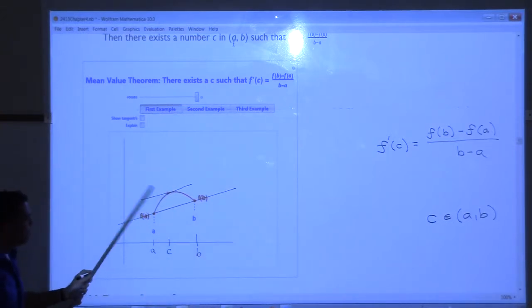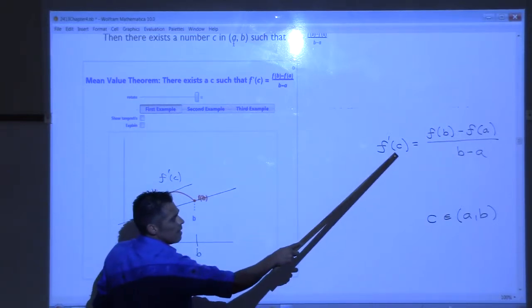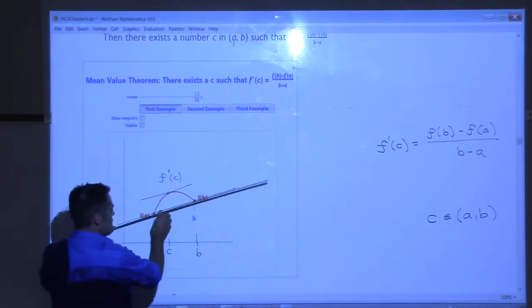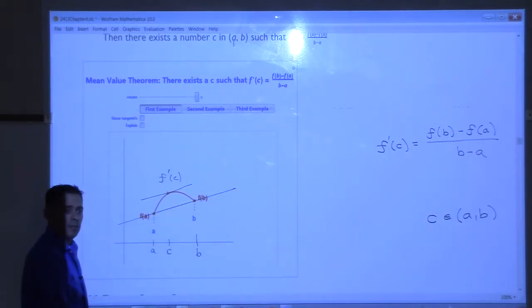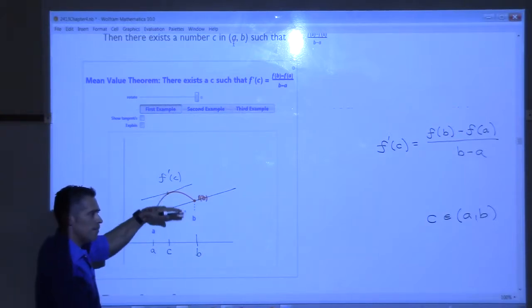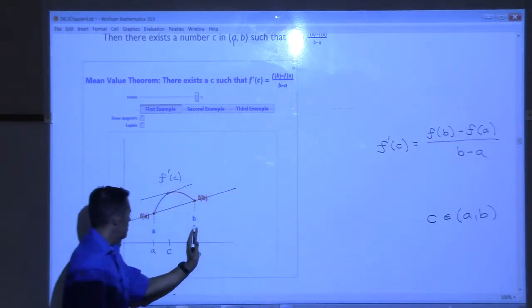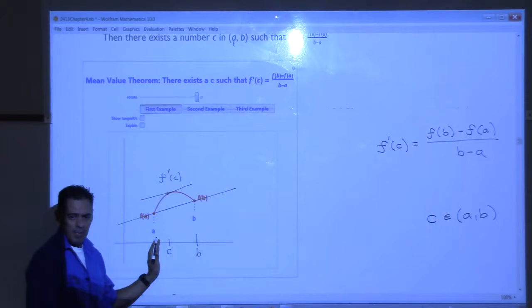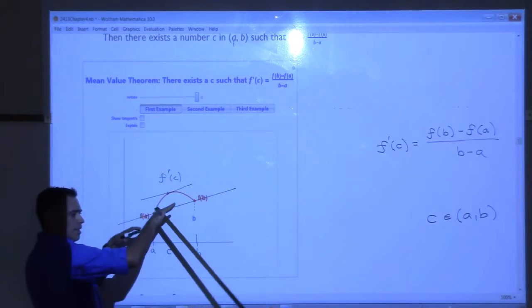Okay, so the slope of the tangent line, the derivative at this point C, has to be equal to the slope of this line. So what's the slope of this line? Rise over run, right? The rise is the difference of the y coordinates, f of b minus f of a, and the run is the difference between the x coordinates, which is b minus a. So it's essentially the same formula, just now we're twisting it, all right?